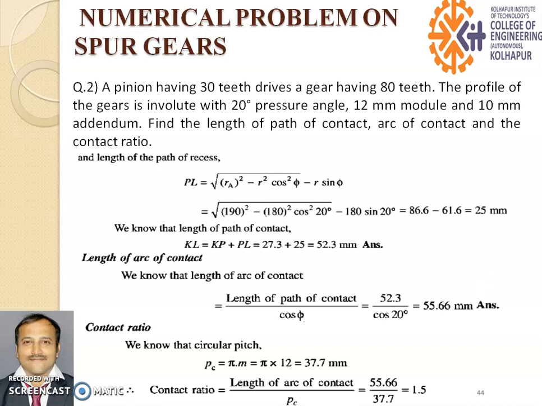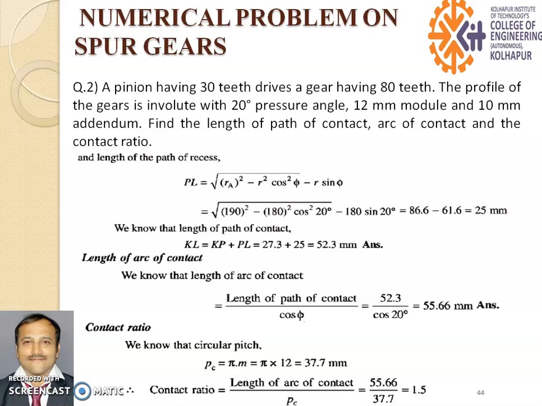Then we have to calculate length of path of recess by using PL. So PL is equal to under square root of small ra square minus r square cos square phi minus r sin phi. So if we put the value of small ra and r as well as pressure angle phi, we will get the answer, length of path of recess is 25 mm. So as we know, length of path of contact is equal to KL is equal to KP plus PL.